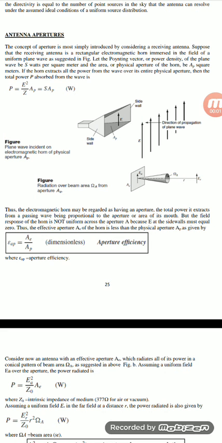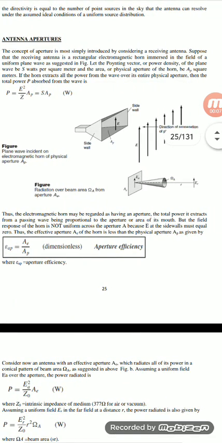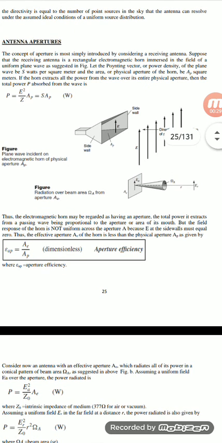Next, continue for the topics. Antenna operators. Antenna operator means these concepts of the operators, most simply introduced by considering the receiving antenna, that is the receiving of the antenna's rectangular electromagnetic horn immersed in the field of a uniform plane wave, as suggested in the given figure. This is the first one.